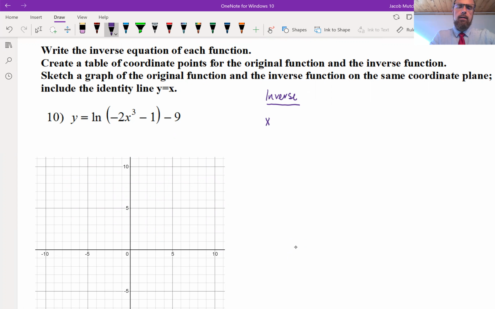So instead of y, I'm going to write x equals, and I'm going to put this natural log as log base e. That'll help me in a moment with the conversion to an exponential function. So negative 2, instead of x, I'll write y cubed minus 1 minus 9. So I've got my inverse, and that is technically correct. All I have to do at this point is solve for y.